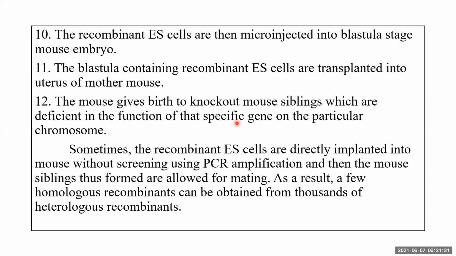Okay, so the knockout mice siblings are deficient in the function of the specific gene of the particular chromosome because it has been replaced by a non-functional gene. Sometimes the recombinant embryonic stem cells are directly implanted. We do not identify which are homologous or not. They're directly implanted into the mouse without screening using PCR amplification. And then the mouse siblings thus formed are allowed to mate. As a result, a few homologous recombinants can be obtained from thousands of heterologous recombinants. So this way also it can be done.